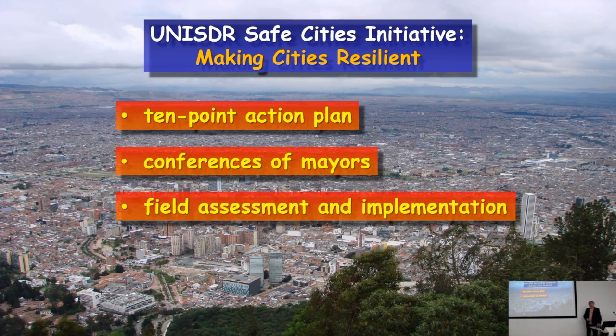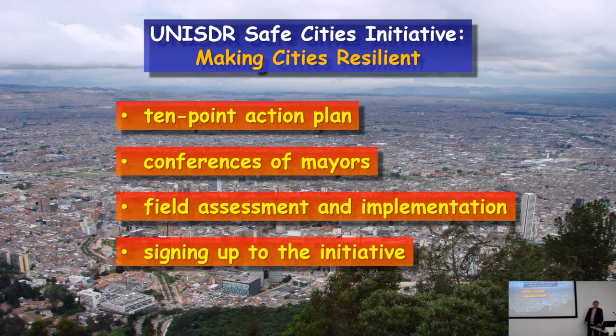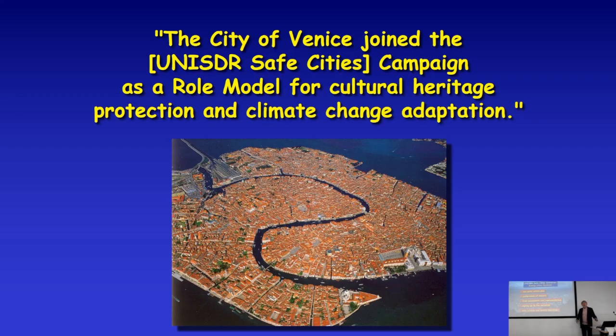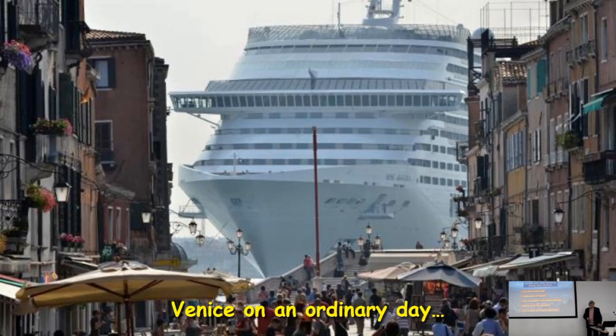Field assessment, implementation in cities, this is Bogota, by the way. Sign up to the initiative, of which about 1% of global cities have. Go for critical installations, such as schools and hospitals, make them safe. All a very good idea. Trouble is that only 1% of the world's urban areas have signed up, and do they actually do anything? Some do, some don't. But take the case of Venice, for example. Safe Cities role model, and that's Venice on an ordinary day. Yes, it's a real picture. It does look like that. Is that safe? Venice is the master of propaganda, but not fact.